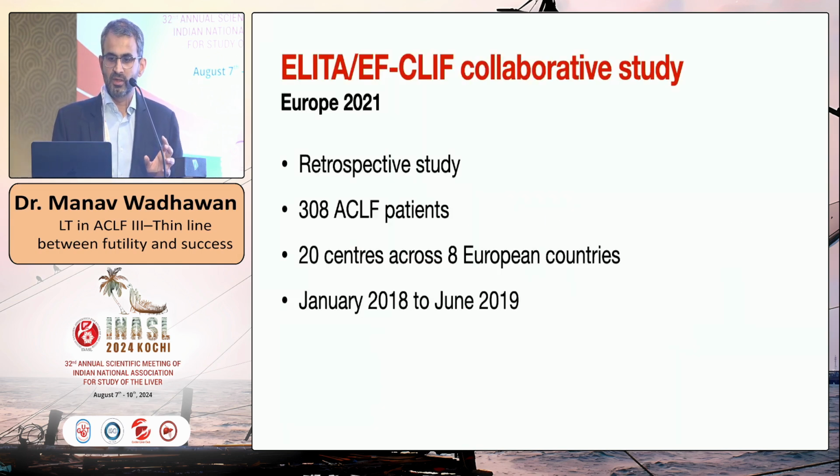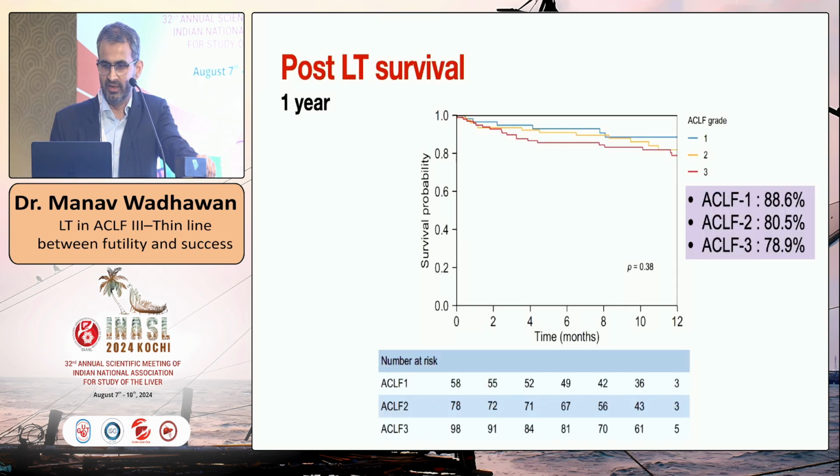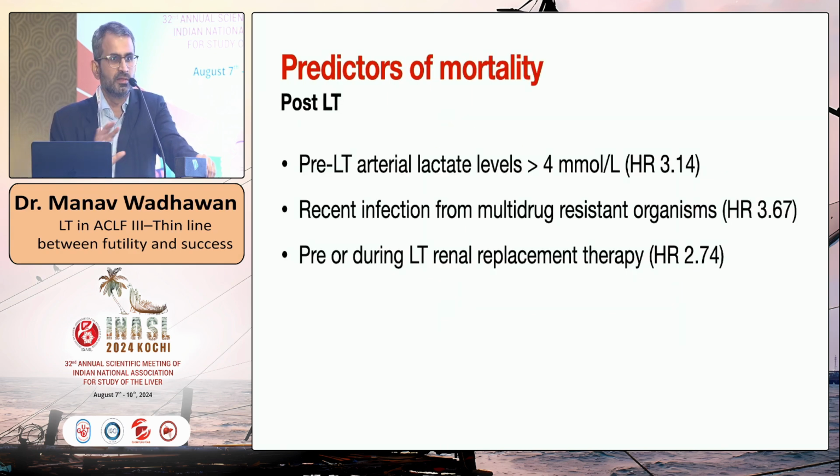So I have taken 3 papers here from 3 different parts of the world. The first one came from Europe, EASL-CLIF Consortium. This is a 2021 paper: 308 ACLF patients from 20 centers across 8 European countries, and the time period was January 2018 to 2019. 98 patients underwent liver transplant for ACLF3, and 78.9% 1-year survival in these patients. That's not important. These are highly selected subgroup of patients.